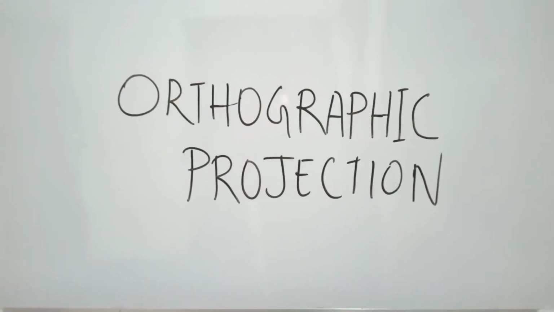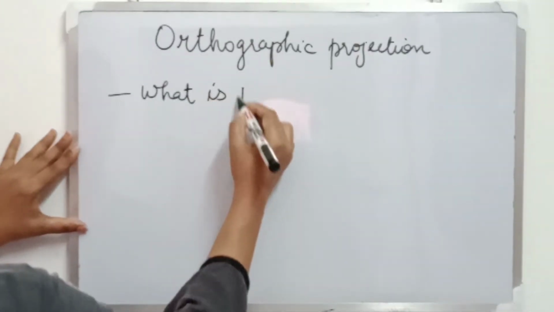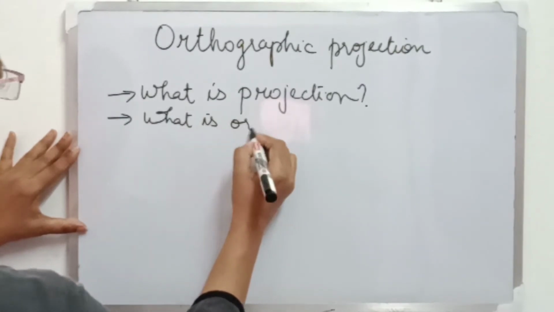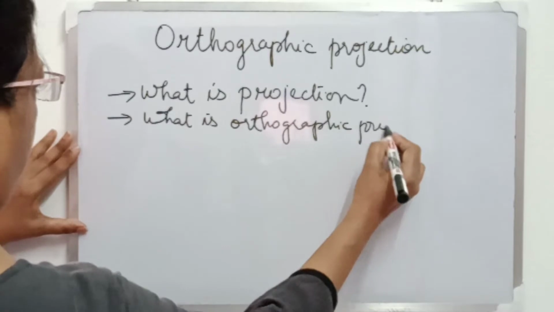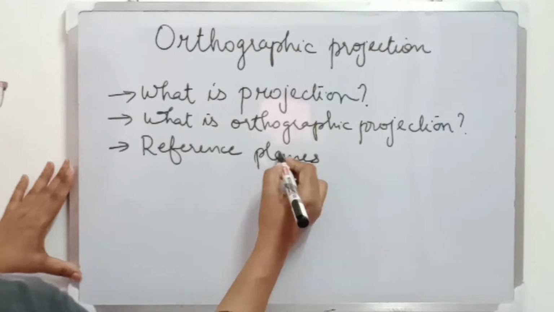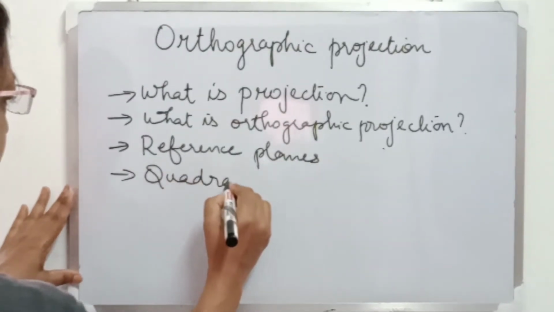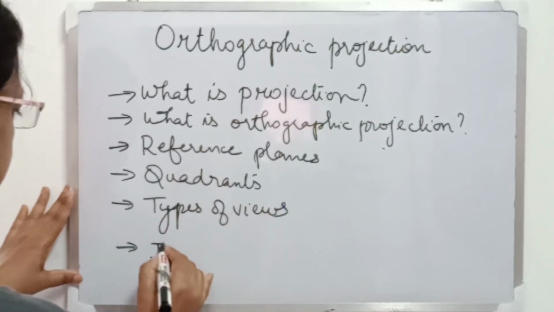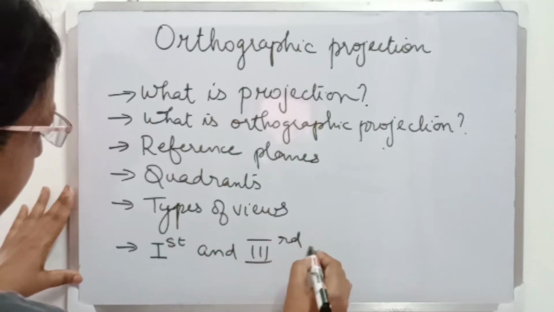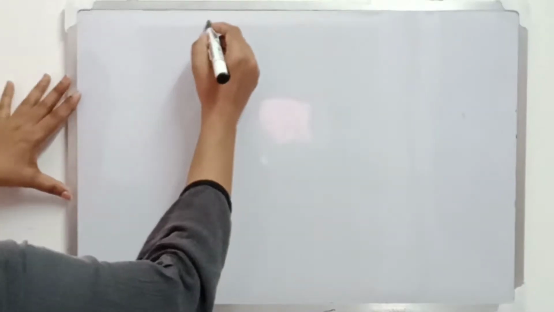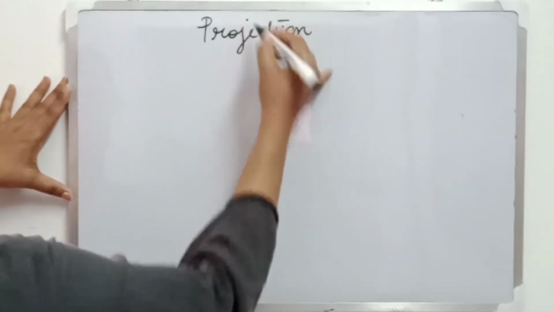Dear students, in this video I am giving an introduction to orthographic projection. I will be discussing what is projection, what is orthographic projection, then about reference planes, then about quadrants, the types of views, and also about first angle and third angle projections and their differences, and also the symbols used in orthographic projection.